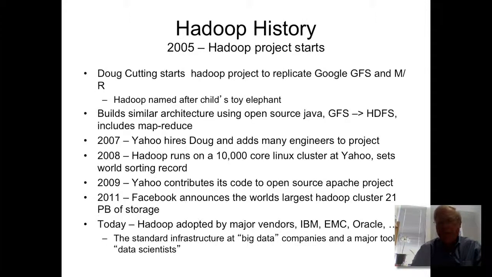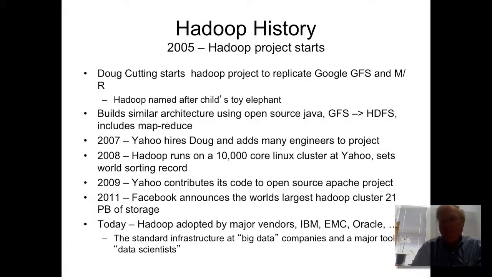Yahoo in 2007 had been having terrible problems handling the amounts of search engine data they were generating. They looked at this Hadoop project and said, we're going to give up and hire Doug Cutting and see if we can put some muscle behind this project. They did, and in 2008, Hadoop, running on a 10,000 core Linux cluster at Yahoo, set the world sorting record. So that was pretty fast. In 2009, Yahoo turned around and contributed its code base to open source it as an Apache project, to open it up to lots and lots of developers.